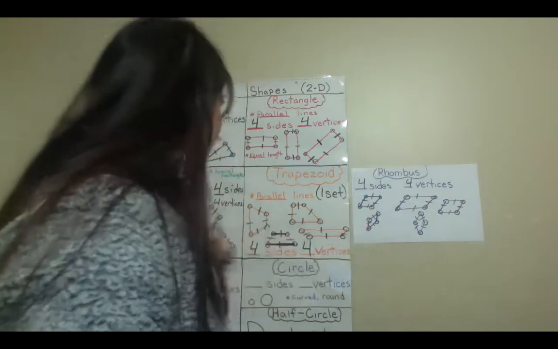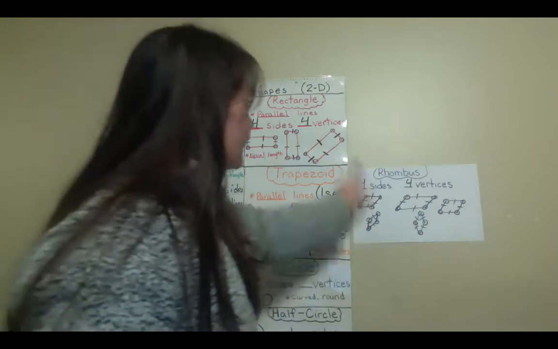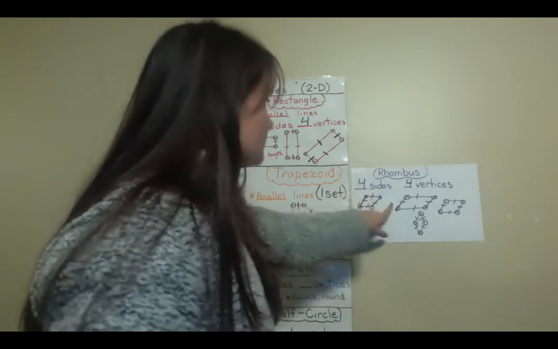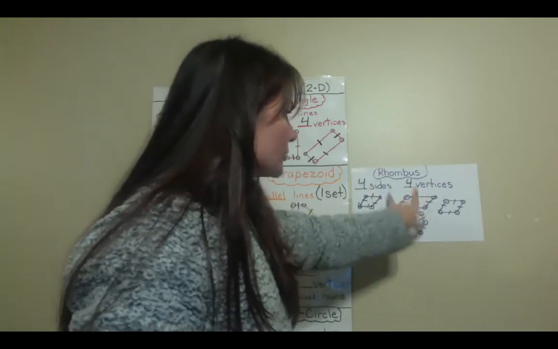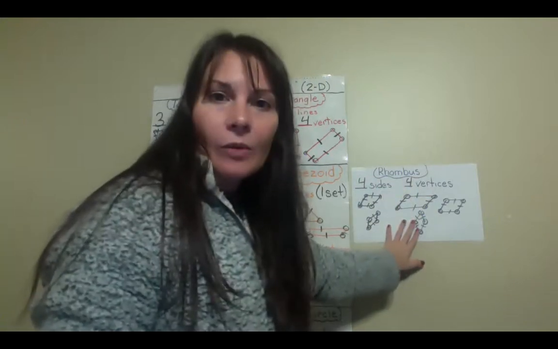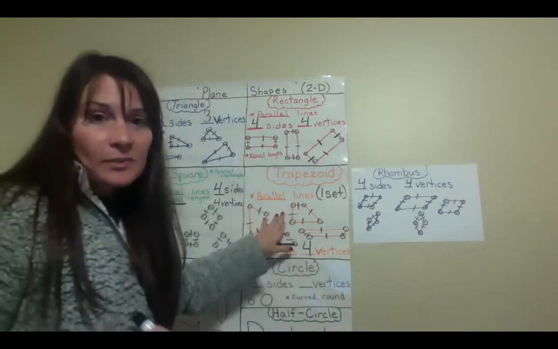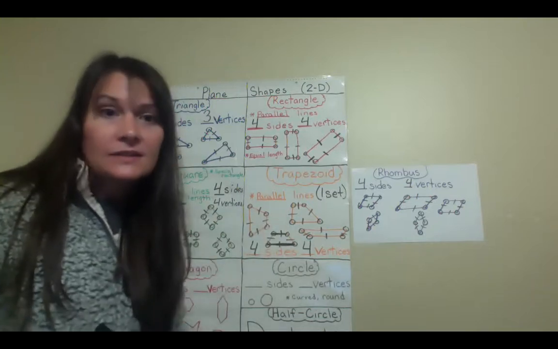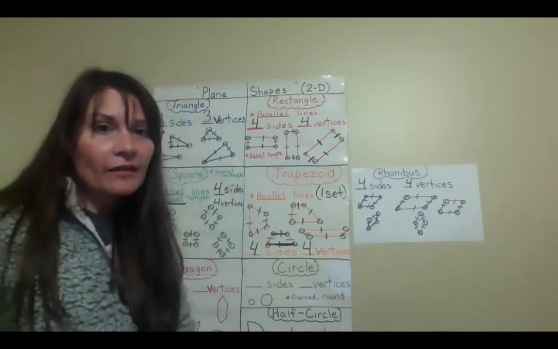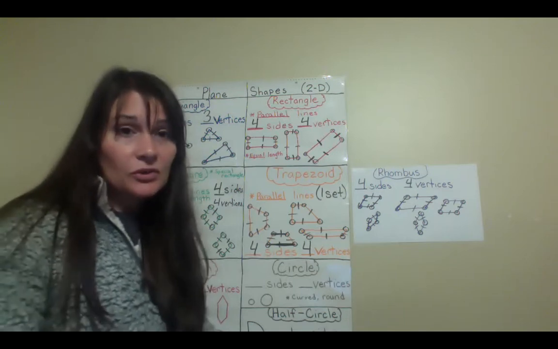But it's different from a square because all the sides are equal. And it's different from a rectangle because it doesn't have the 2 that are straight and the 2 that are long. So we have a rhombus, a rectangle, a square, and a trapezoid that all have 4 sides and 4 vertices. But they also all have something that makes them different from each other, which is their special attribute.